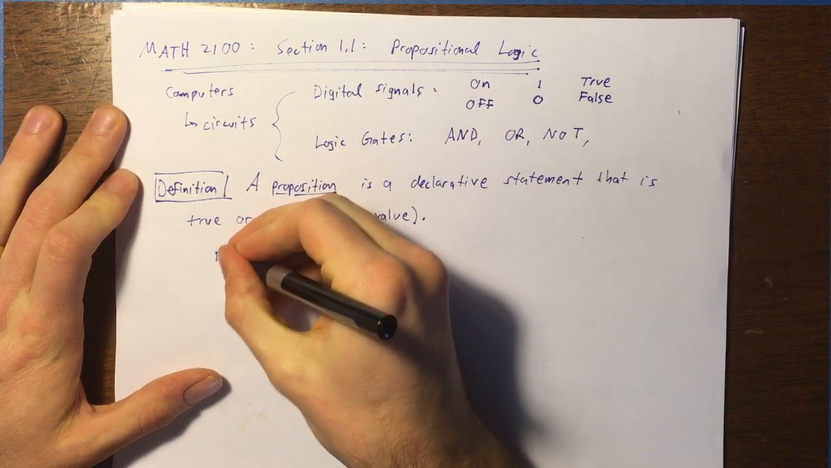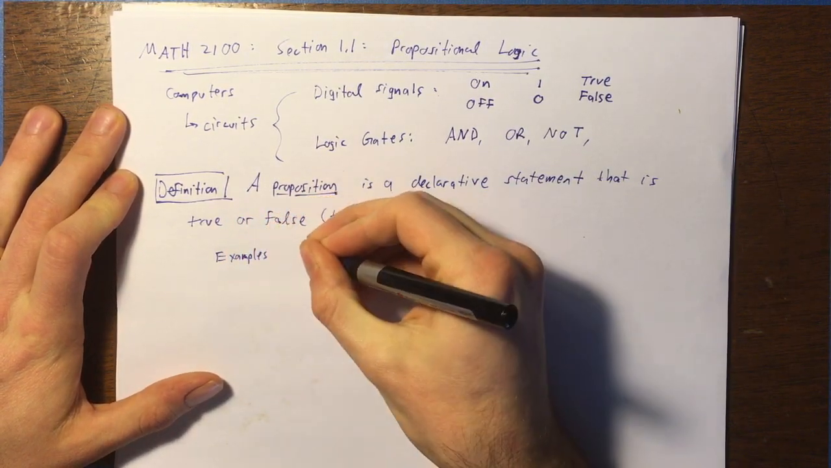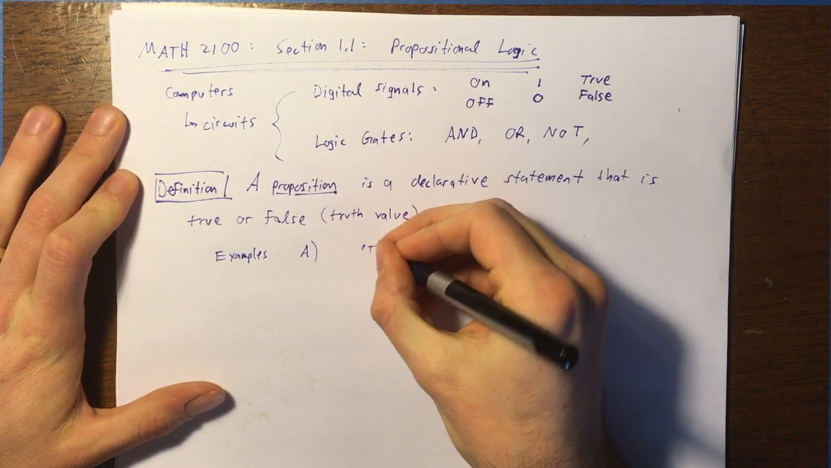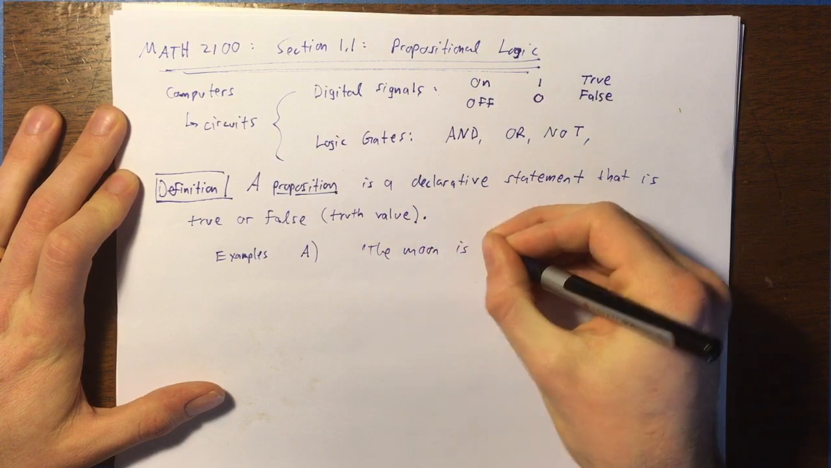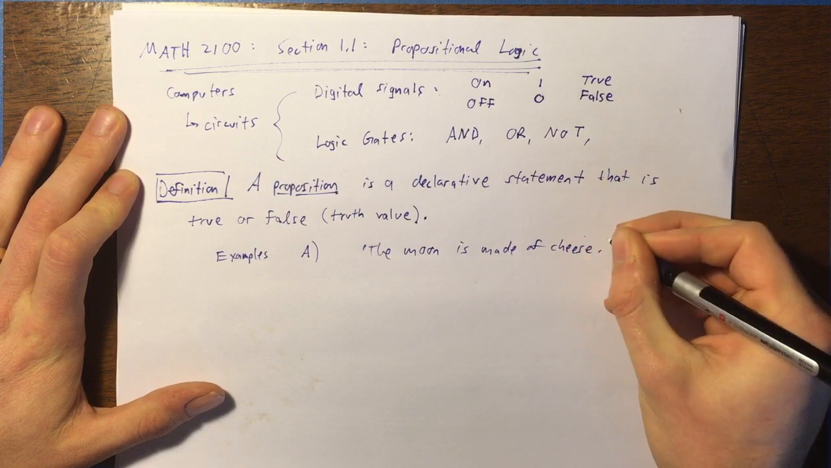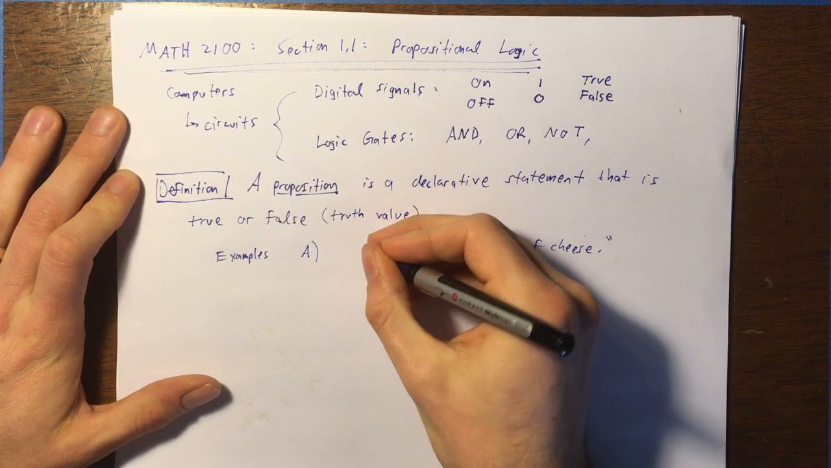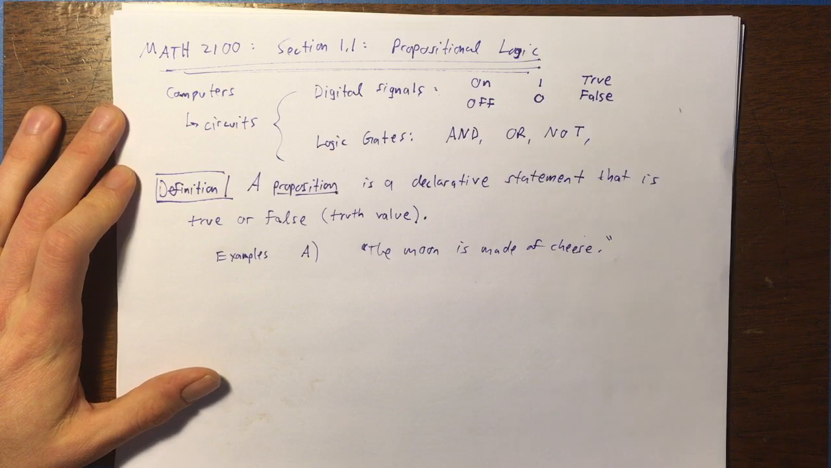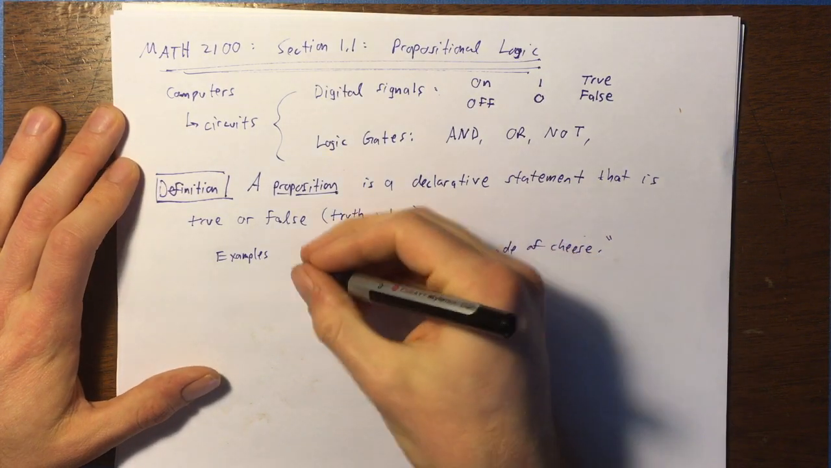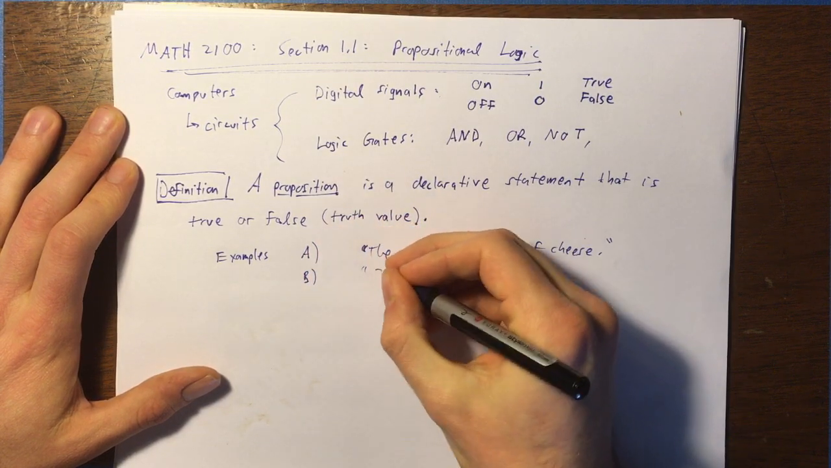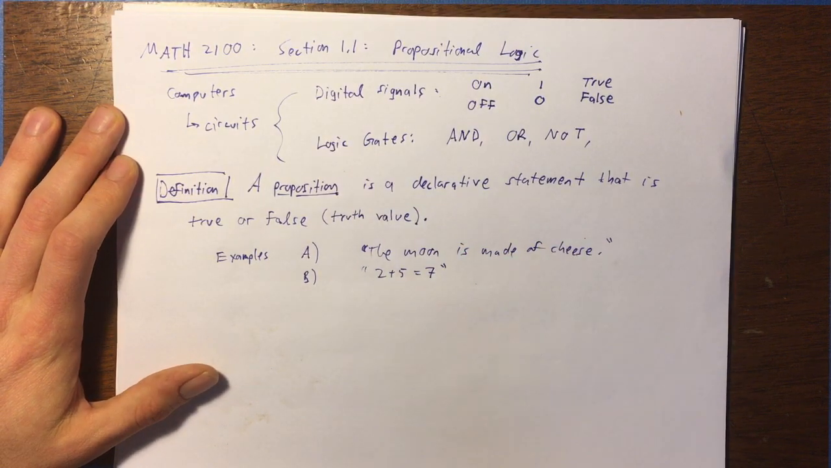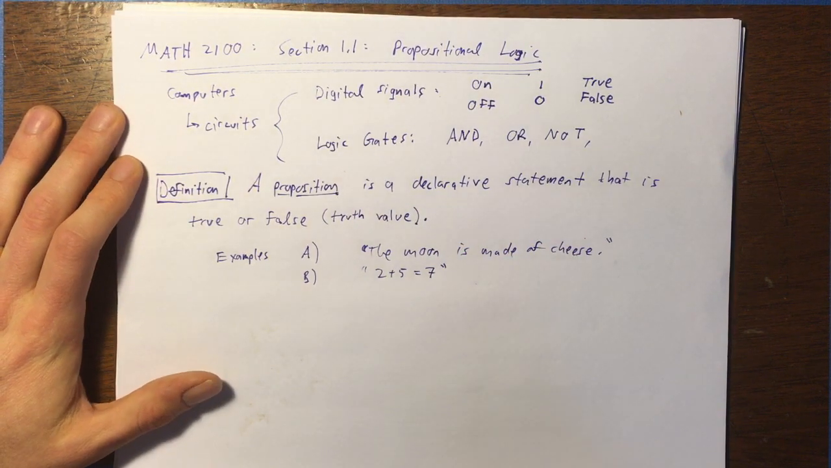Let's look at a few examples. Example A. The moon is made of cheese. All right, well, that's declarative. It's declaring something. And it's either true or false. Happens to be false, but that makes it still a valid proposition. Here's another one. 2 plus 5 equals 7. That's a valid proposition. It's declaring something, and it's true.